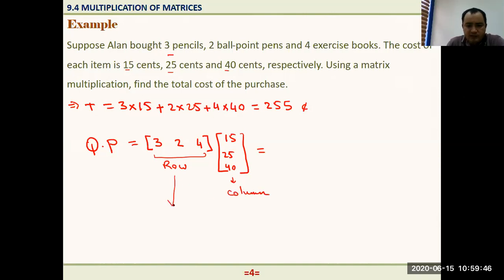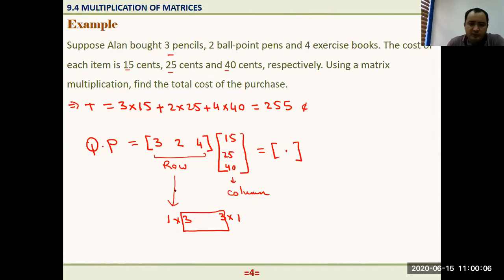And what is the dimension of this matrix? It is 1 by 3. What is the dimension of this matrix? It is 3 by 1. These two numbers, are they equal? Yes. The resulting matrix will be 1 by 1. So here we will have only a 1 by 1 matrix, only one entry.